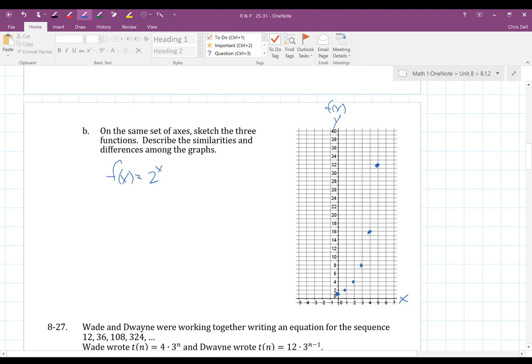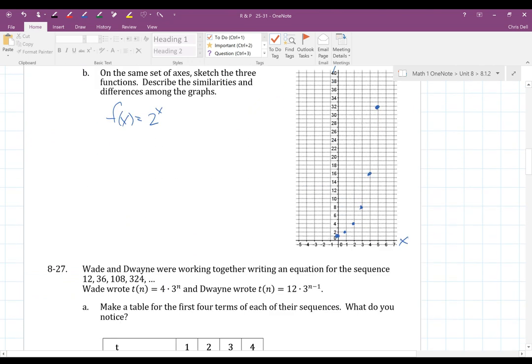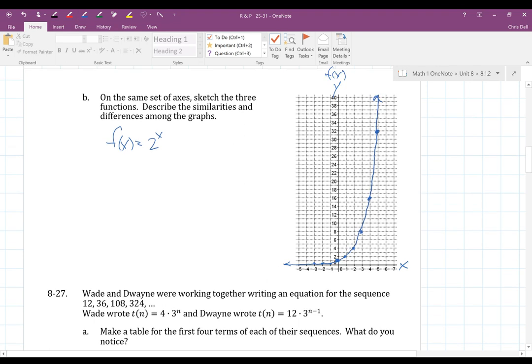And then we notice going backwards in the negatives, right? What do we see? In the negatives, the numbers were just getting smaller. Negative 1 was at 1/2, and then 1/4, and then 1/8. So it's cruising down and getting closer and closer to 0. So what my graph looks like is it looks like this. Okay. So that's f of x equal to 2 to the x.